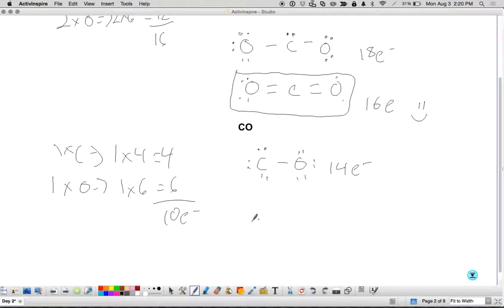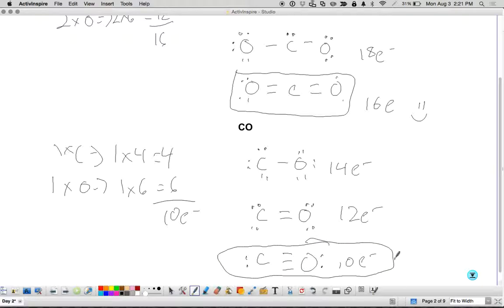Okay, that's too many, so let's try having 2 bonds. That's called a double bond. And this time I'm going to have 12 electrons. And then, okay, so that's not quite right yet. So let's go to a triple bond this time. And now I've got 2, 4, 6, 8, 10. 10 electrons. Yay! So that's the one we want.